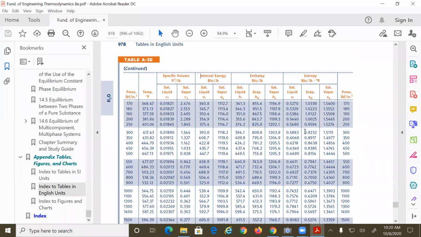So table A3E at 600. What is the saturation temperature? 486, no? So again, what does that mean about the state of the water at the exit 2? It will be superheated, no? But this time not by a lot. Okay? So table A3E.